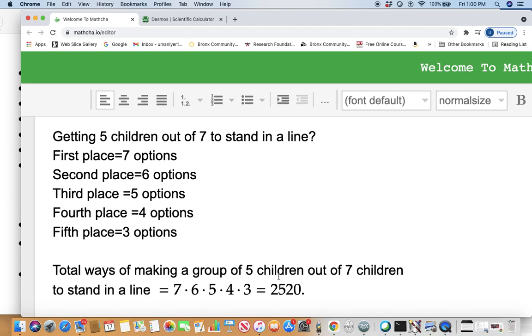So the total ways of making a group of 5 children out of 7 children to stand in a line is 7 times 6 times 5 times 4 times 3, which is 2520.